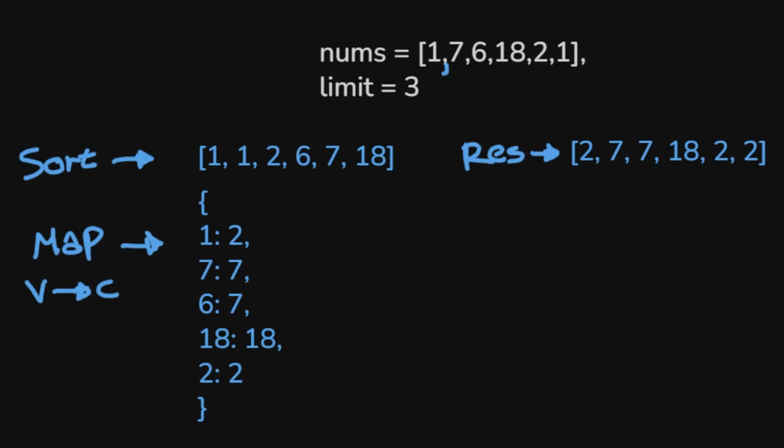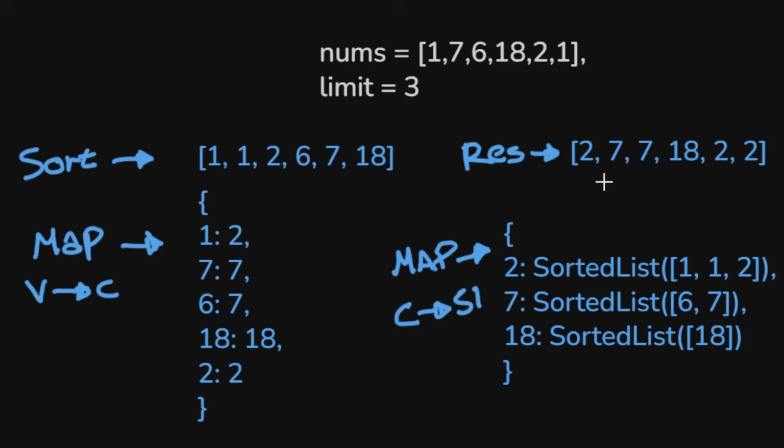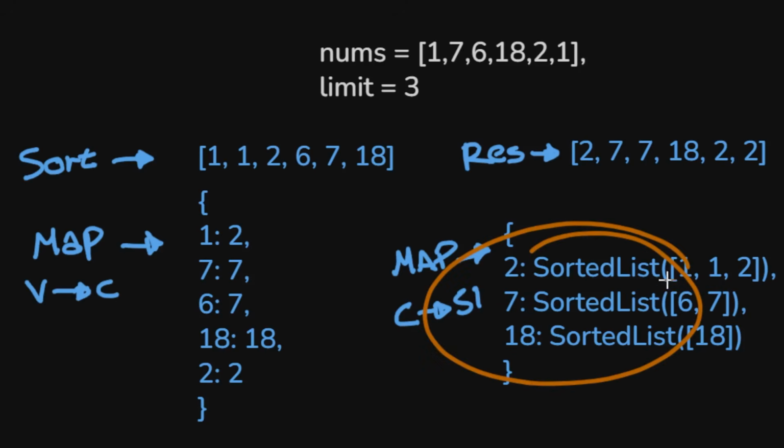Next here we had a 7, which belongs to component number 7, so here we have a 7. Here we had a 6, which belongs to component number 7, that's why here we have another 7, and so on. And as we build this array, we can build a map where keys are component numbers and values are sorted lists. For example, component number 2 has the elements 1, 1, and 2. And with this, we can get the final output.